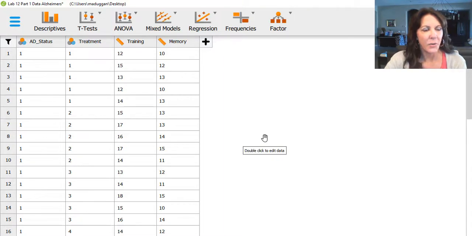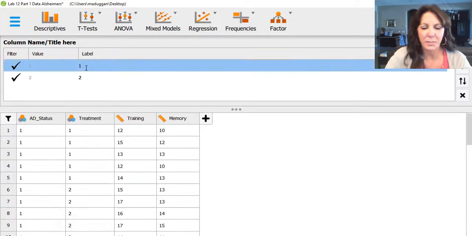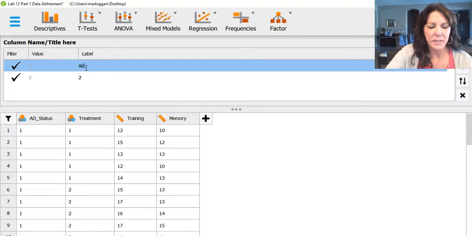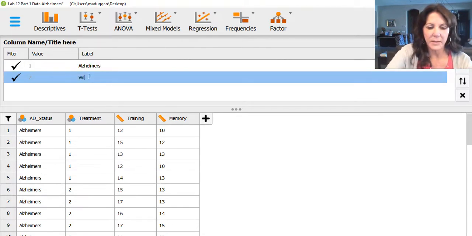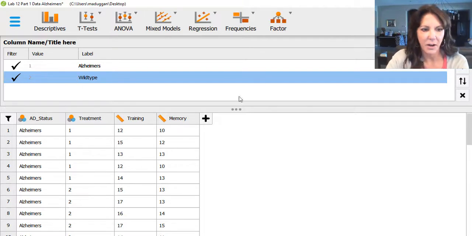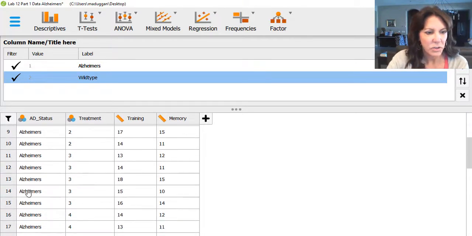So here we go. Next thing we need to do is put labels for the different variables that need them, for the nominal variables. The schematic for these labels is at the end of your directions, but I remember them by heart, so I'm going to put 1 was Alzheimer's, and 2 was wild type. That means the mice that were not modified at all. Let me make sure those took.